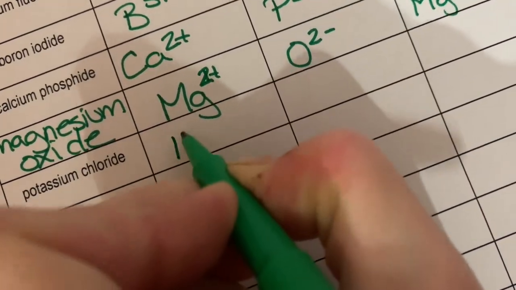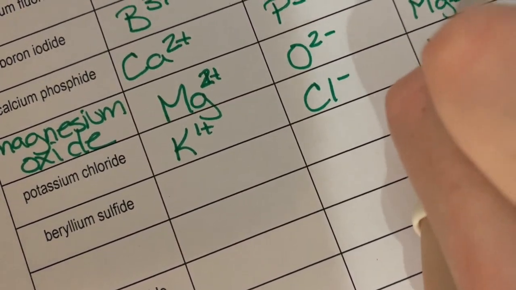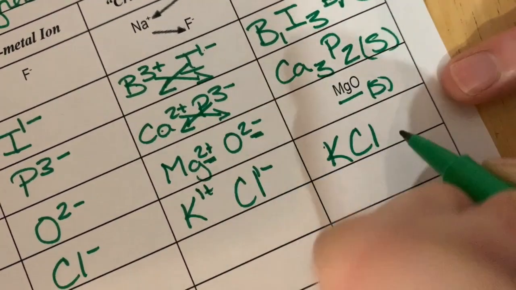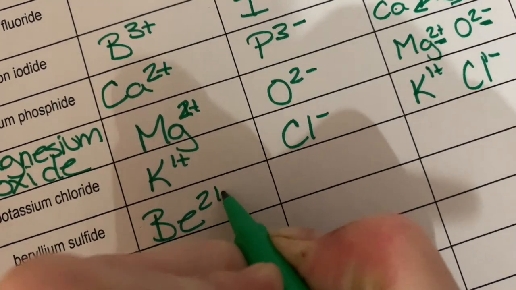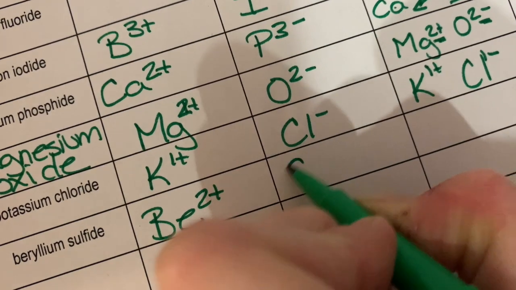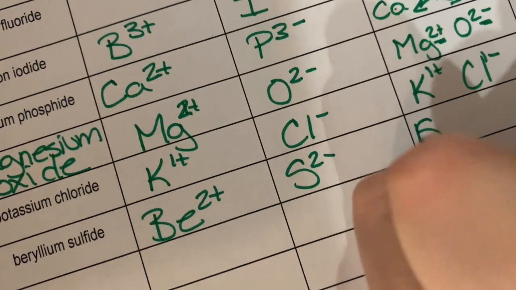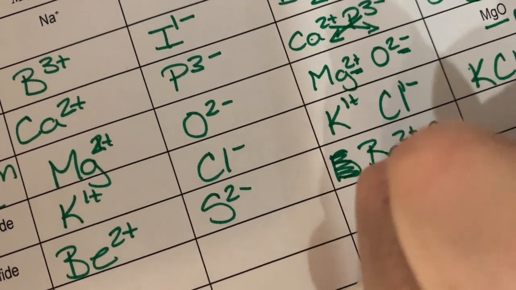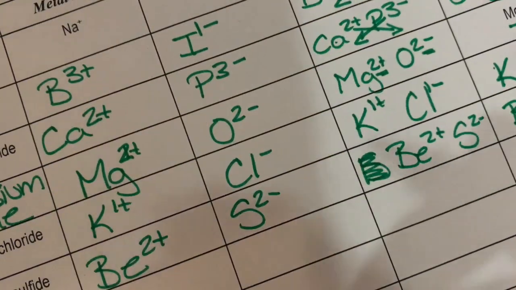Potassium is K1+, chloride is Cl1-. Potassium chloride is K1+, Cl1-. Those balance, you just get KCl, solid. Beryllium is Be2+ because it's in group 2. Sulfide is S2- because it is in group 16. So then again, Be2+, S2- because they balance out. You just get BeS solid.